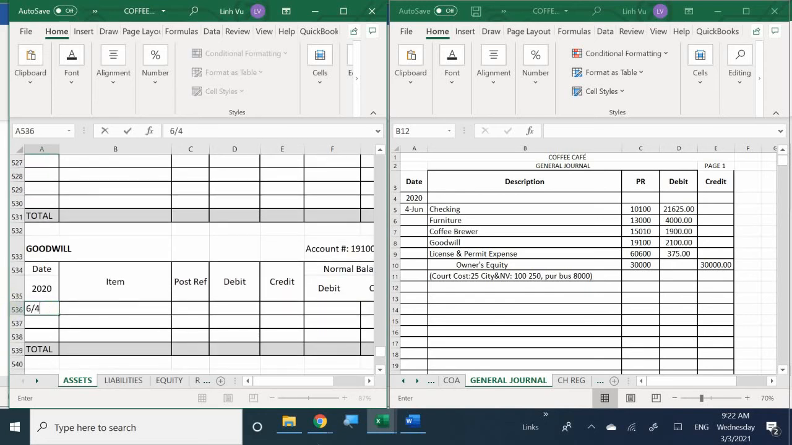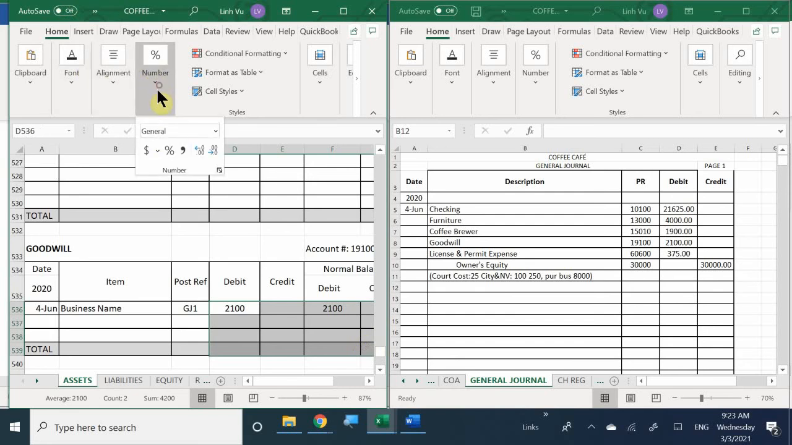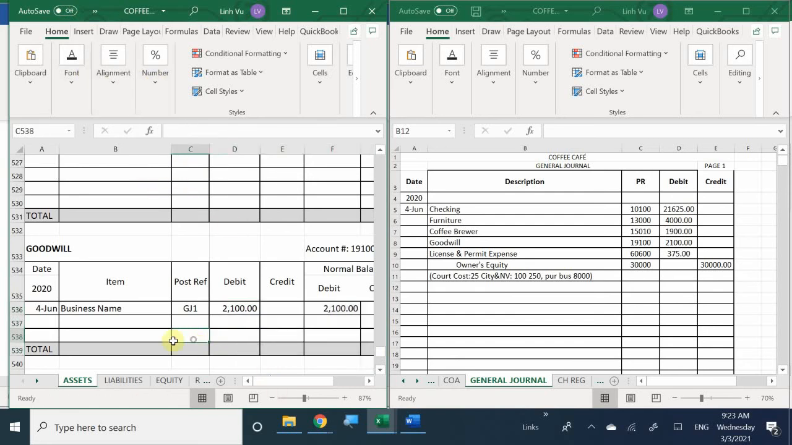All right. Same thing, 6-4. And then I'm going to go ahead and write business name. All right. General journal number 1 because I'm still on my first page. And because it is for a total of $2,100, therefore my debit balance should reflect as $2,100. Okay.